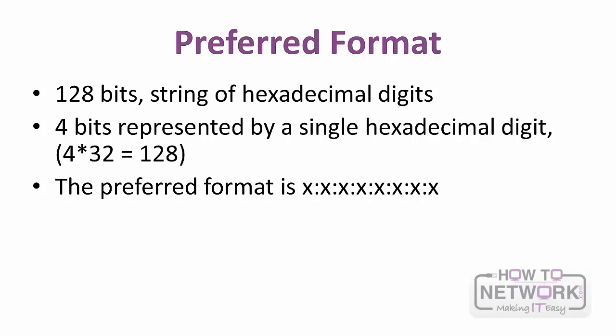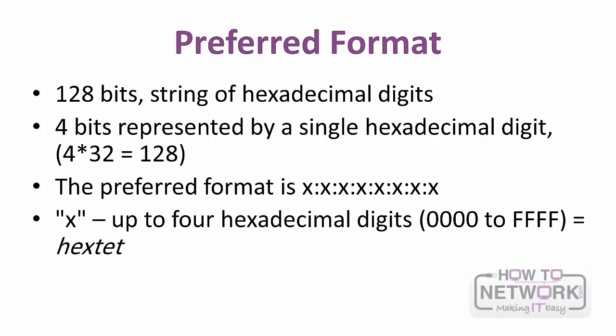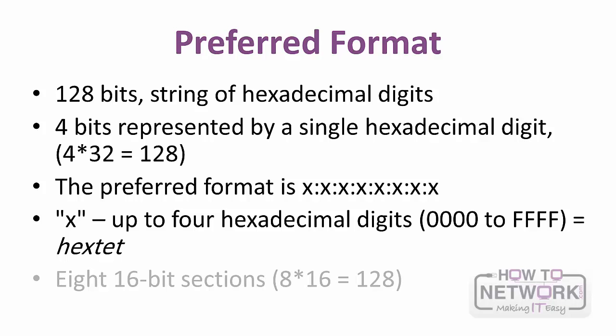Each X is a 16-bit section that can be represented using up to 4 hexadecimal digits, 0000 to FFFF, separated by a colon, which is also known as a hextet. This results in 8 16-bit sections of the address. 8 times 16 equals 128.